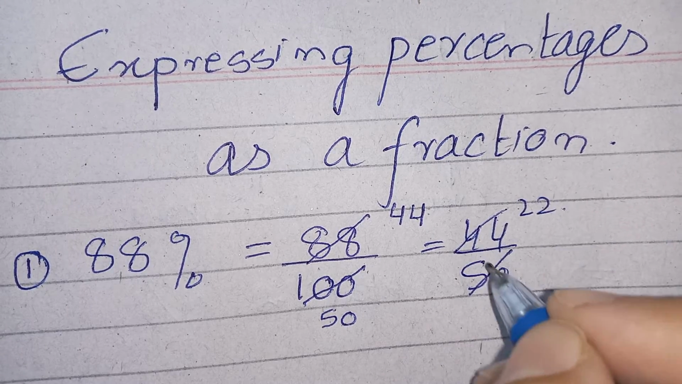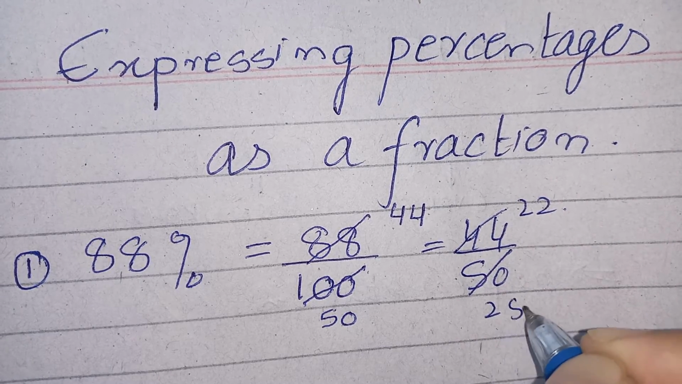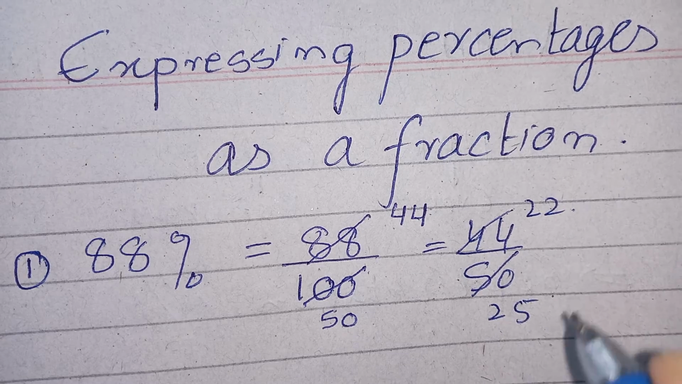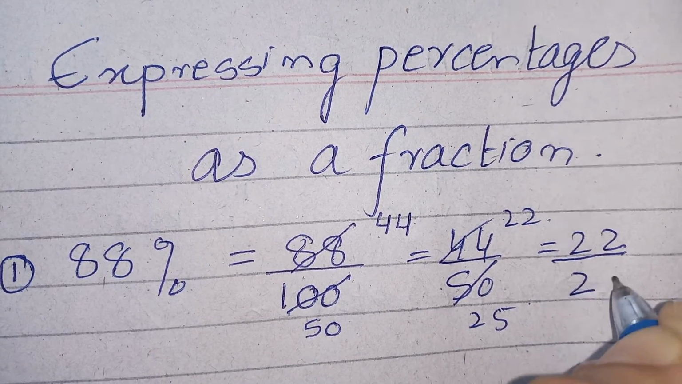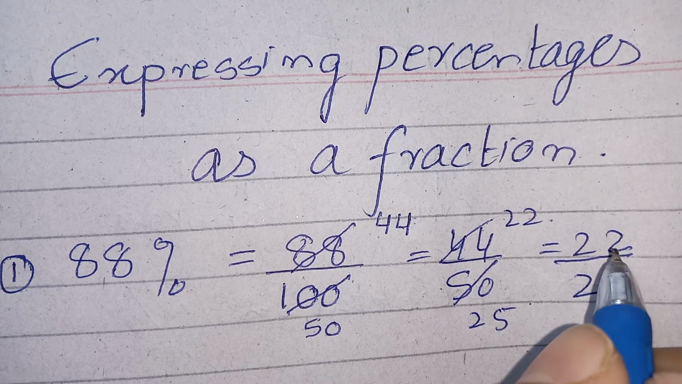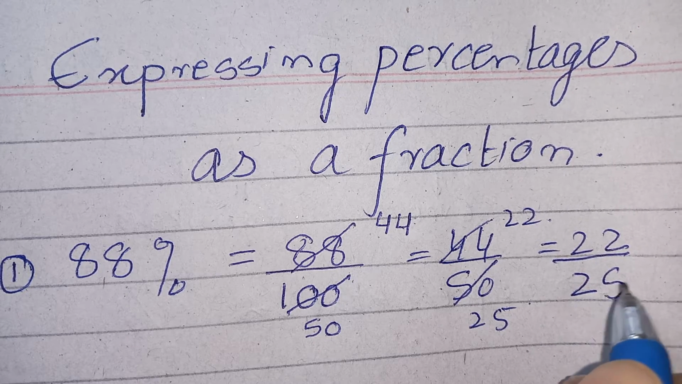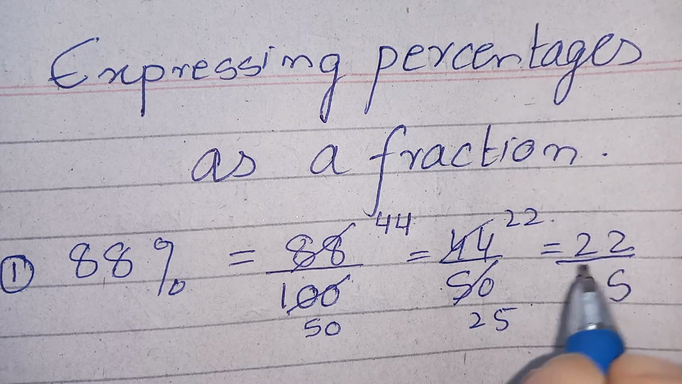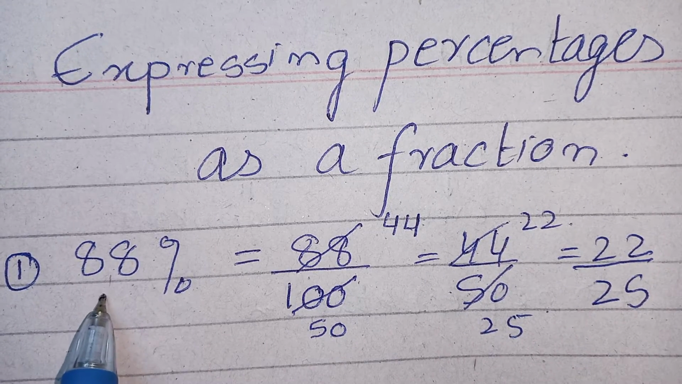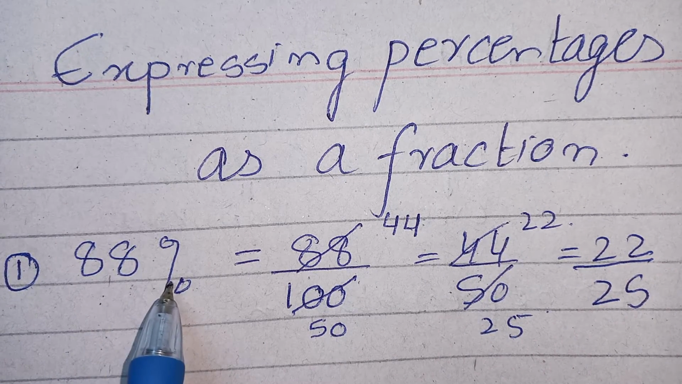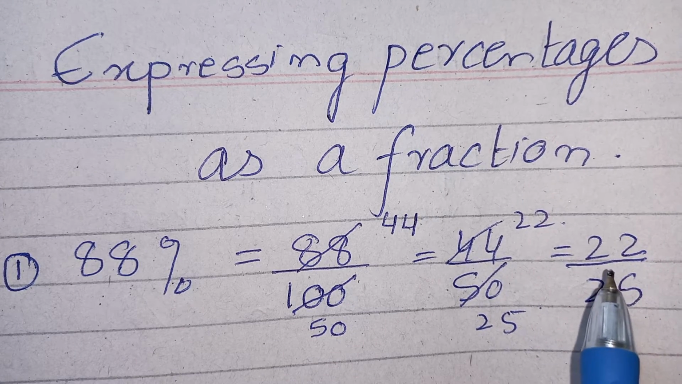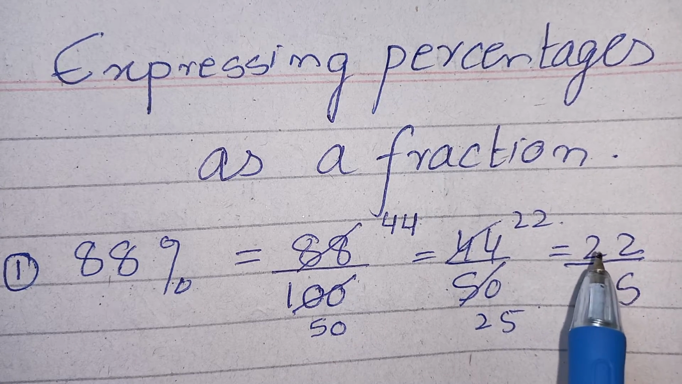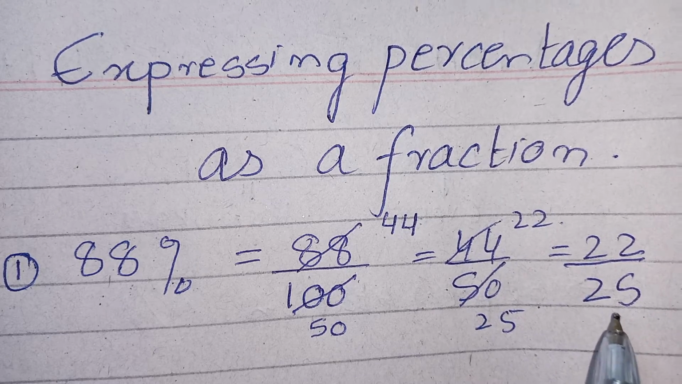2 times 22 is 44 and 2 times 25 is 50, and we have 22 upon 25. Can we further reduce it? No. So this is the answer. 88% is expressed in the form of a fraction as 22 upon 25.